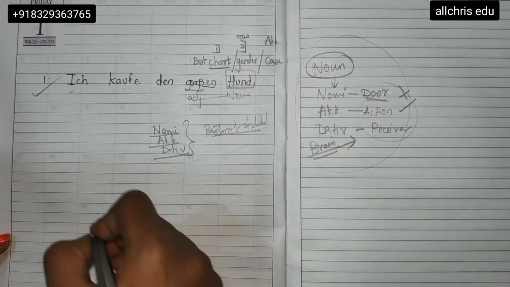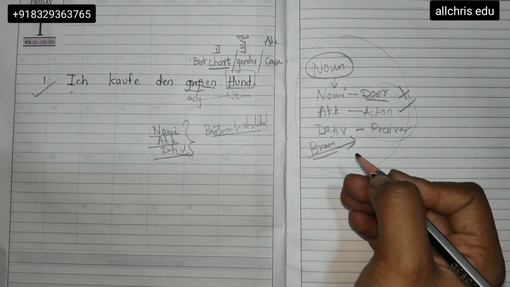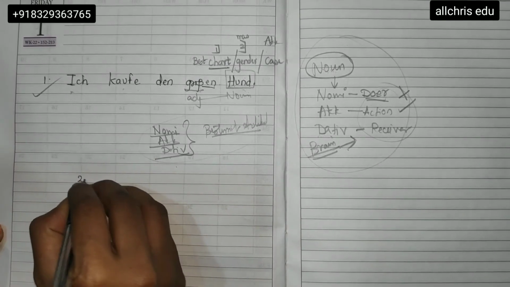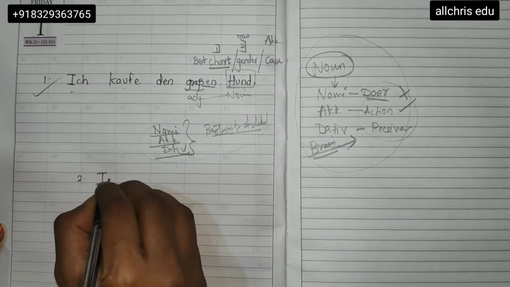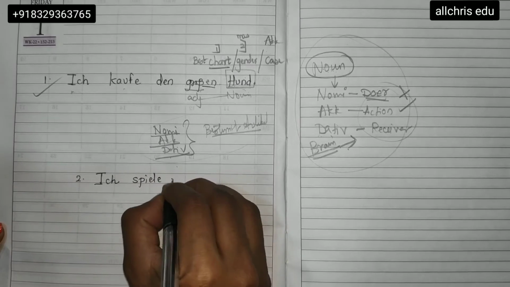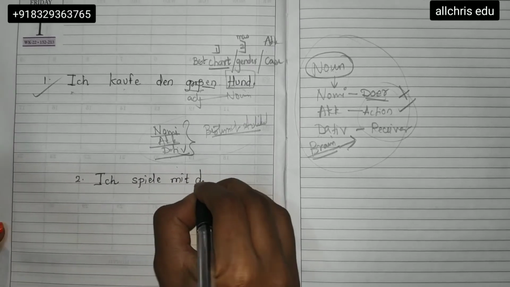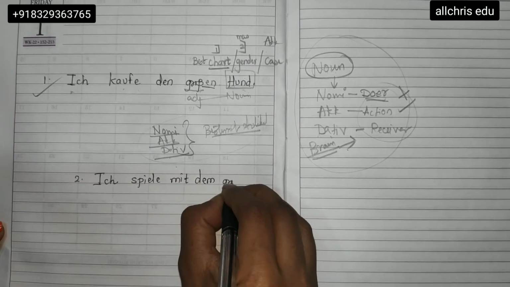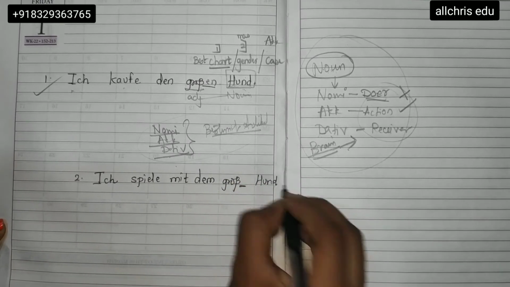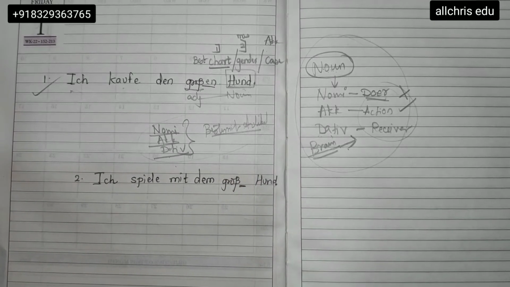There are also some times where you don't need your brain, you just need the concept. Now for example, a sentence for the same. Then we'll go to the answers also. Ich spiele mit dem Großhund. Ich spiele mit dem Großhund.